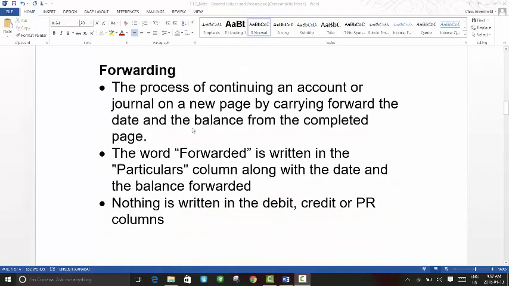The next thing we're going to learn about is this idea of forwarding. In the same way that we run out of space at the bottom of a journal page and have to start at the top of a new page, the same thing happens with a ledger account. At some point after we've put enough entries into a ledger, we're going to run out of space. And so if we have an existing balance at the bottom of a page, we need to carry that forward onto a new page. So we're going to learn about that.